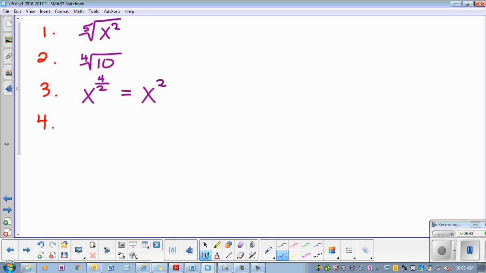Now look at number 4. What did you get for number 4? Y to the, what's the power on the y? 10. What's the root? Okay, can you simplify 10 over 4? Put that in the calculator and hit math, enter, enter. What do you get? Okay, now hit math and hit enter, enter.